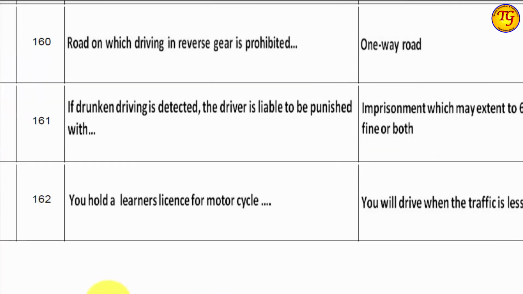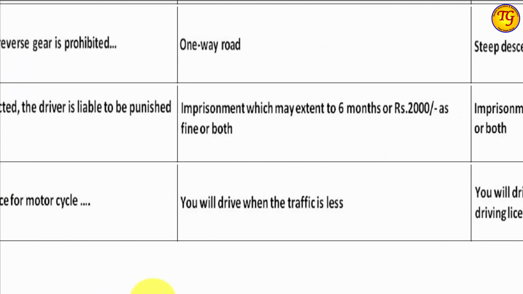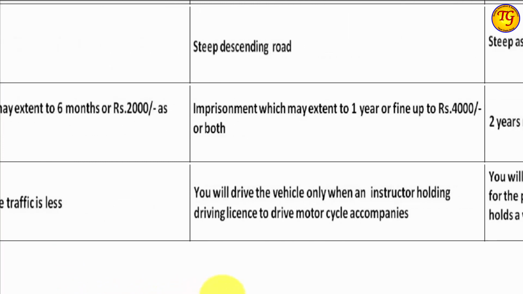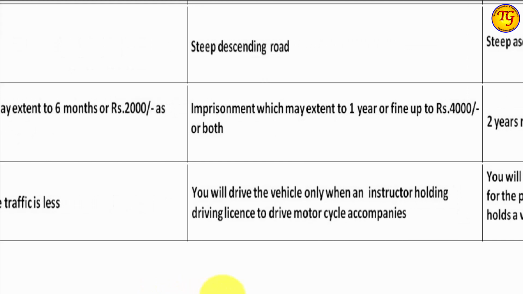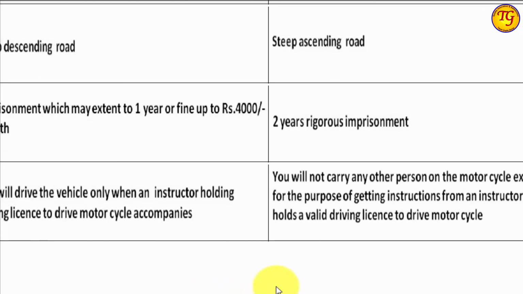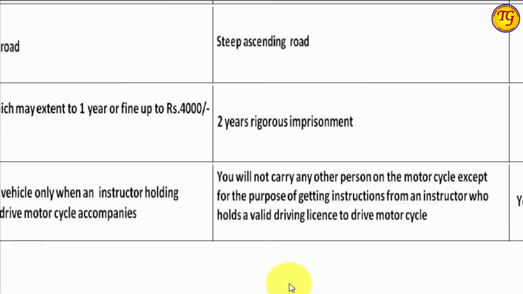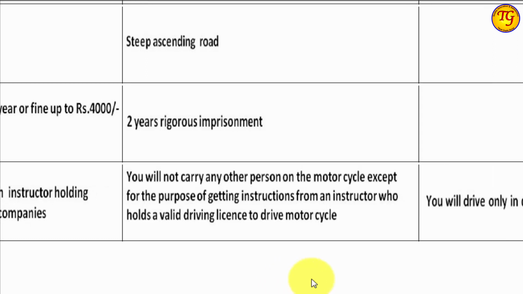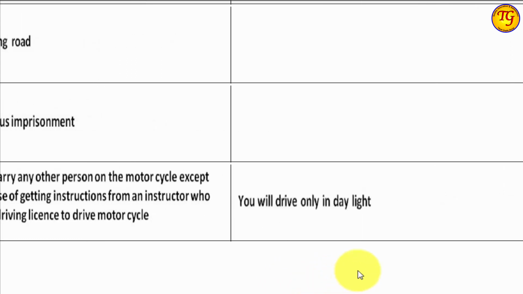Okay, question number 162. You hold a learner license for motorcycle. Option number 1, you will drive when the traffic is less. Option number 2, you will drive the vehicle only when an instructor holding driving license to drive motorcycle accompanies. And option number 3, you will not carry any other person on the motorcycle except for the purpose of getting instructions from an instructor who holds a valid driving license to drive motorcycle. So option number 3 is the correct one, friends.